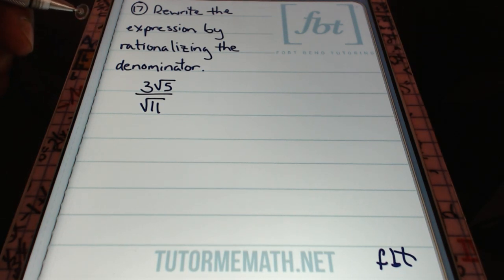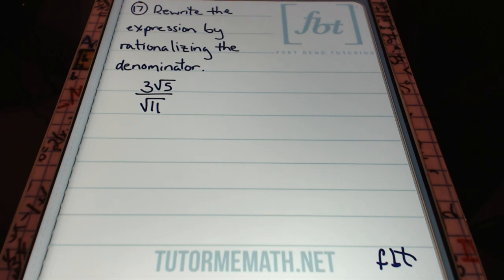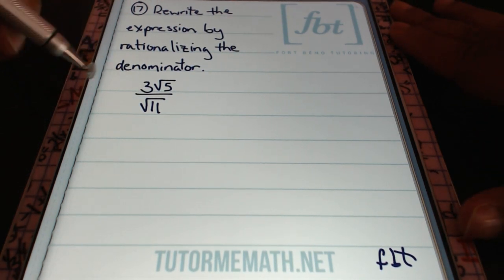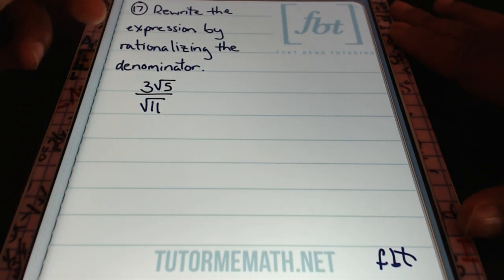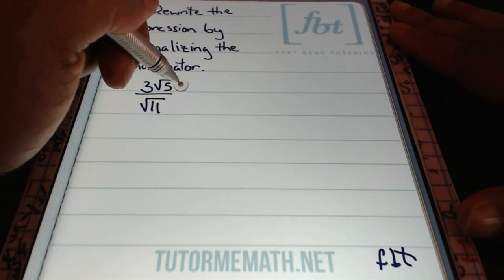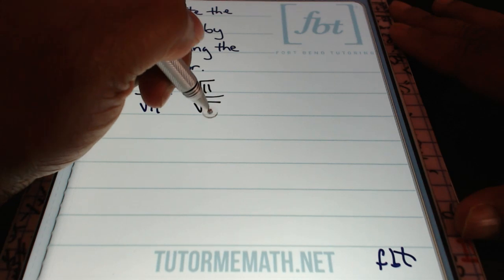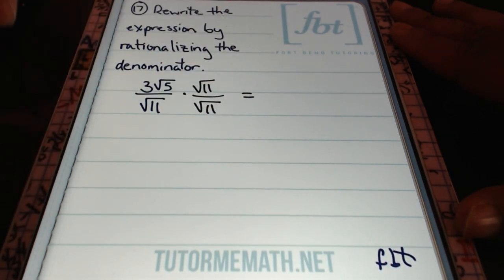In problem number 17, it says rewrite the expression by rationalizing the denominator. That's what we want to do. You will never leave a radical in the denominator. So we'll rationalize that denominator by multiplying the numerator and the denominator by the square root of 11.